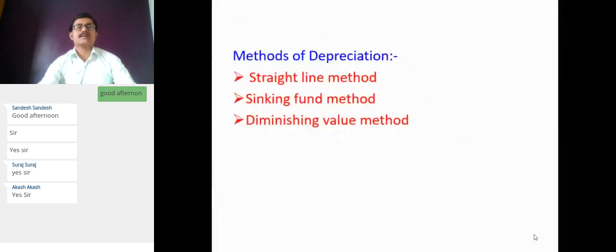Different methods are used to calculate the cost of depreciation: the straight line method, the sinking fund method, and the diminishing value method. Okay, we will look at the formulas for these different methods of calculating the amount of depreciation when we start with the numericals on the calculation of the cost of electrical energy.